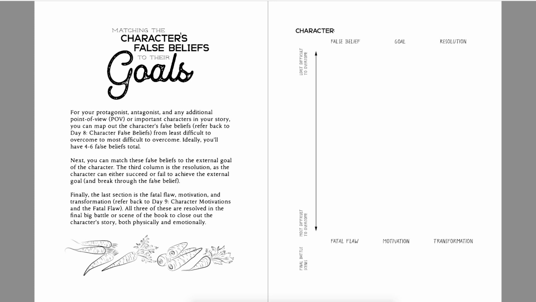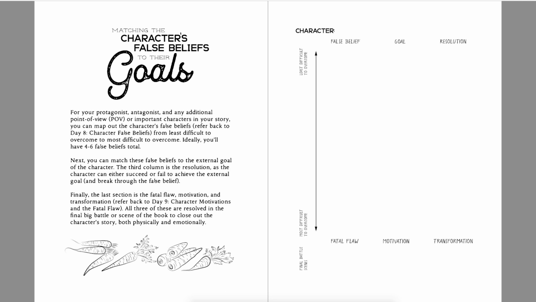If you can have 4 to 6 total, it can be much more, it can be much less, I guess it shouldn't be too much less. But whatever you have, I would lay these out from least difficult to overcome to most difficult. You want to do the least difficult to overcome early in the book and the most difficult later in the book, right?